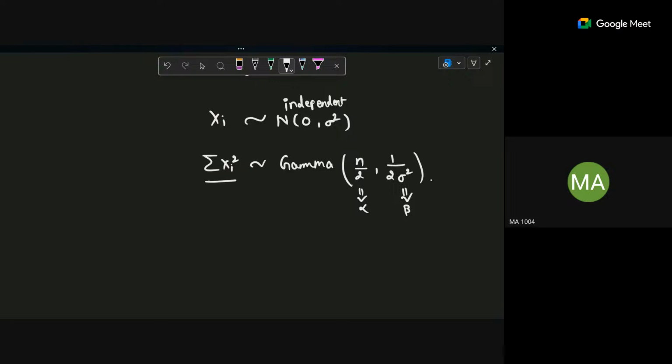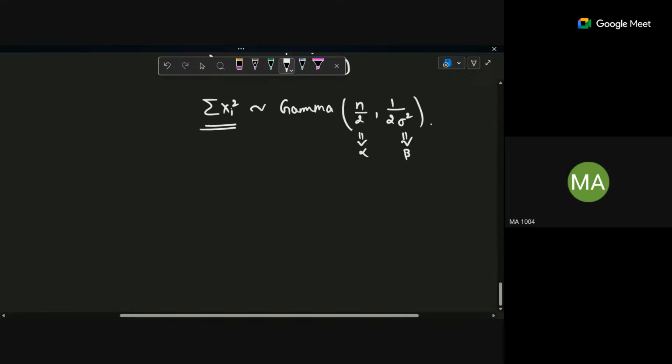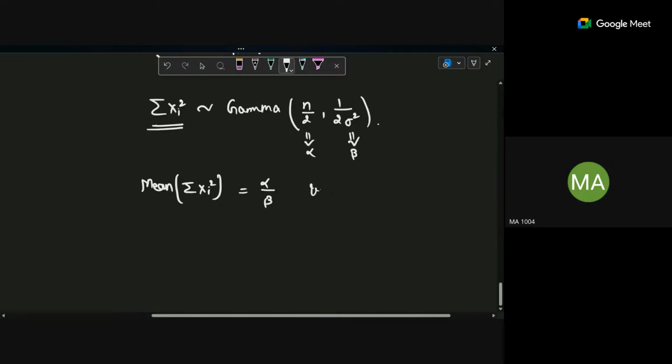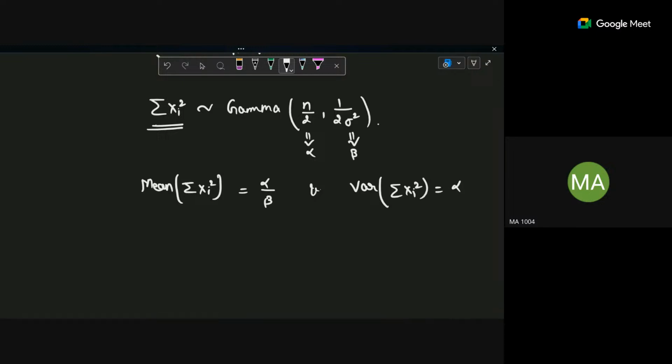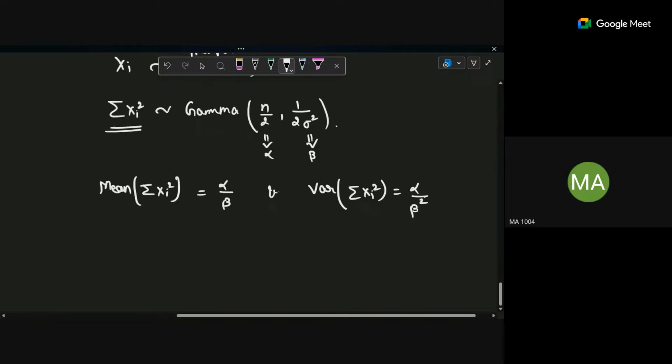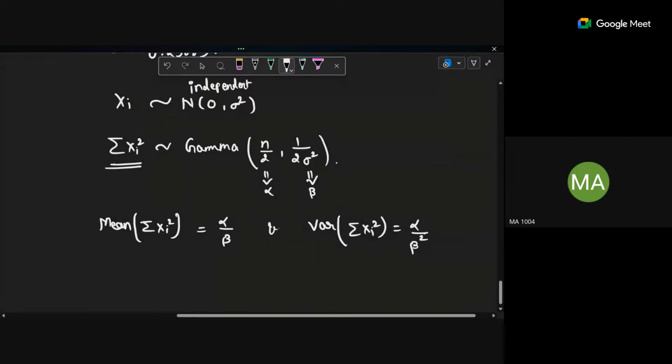So this summation of xi square is a random variable. If you know alpha and beta, you can easily find the mean of this random variable, which will be alpha by beta, and the variance will be alpha by beta square. We just used these things, and after that we used CLT, as it was given in the question that we have to use the central limit theorem. So this was the whole summary for this question. Is there any doubt?